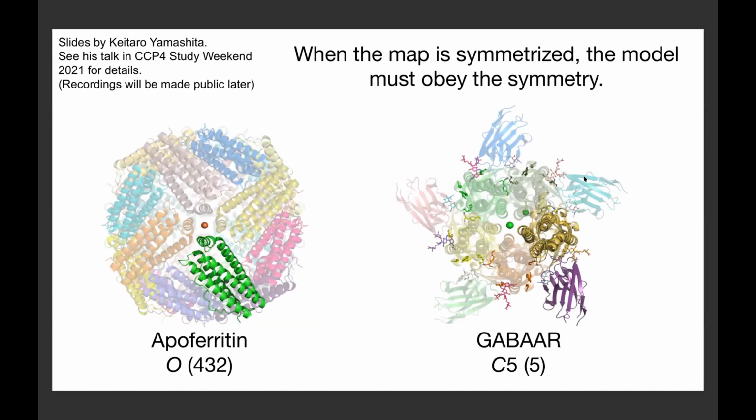For example, this is a slide by Keitaro Yamashita presented at the CCP4 Study Weekend earlier this year. Please look at his recording for details. For example, in RELION, when we apply symmetry, the map is symmetrized, so the model should also be symmetrized. However, oftentimes this is not treated properly. In EMDB, we often see maps containing all chains, where all chains have very slightly different conformations, while the maps are already symmetrized. So this is not ideal.